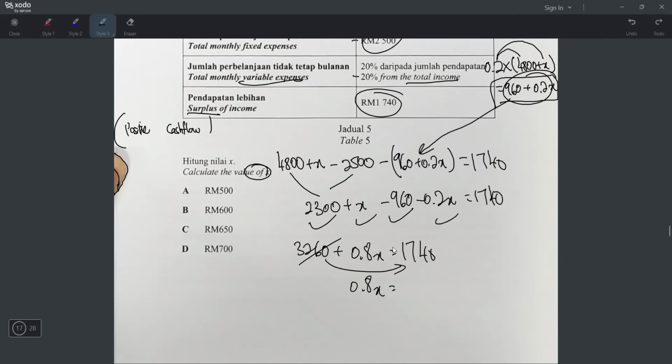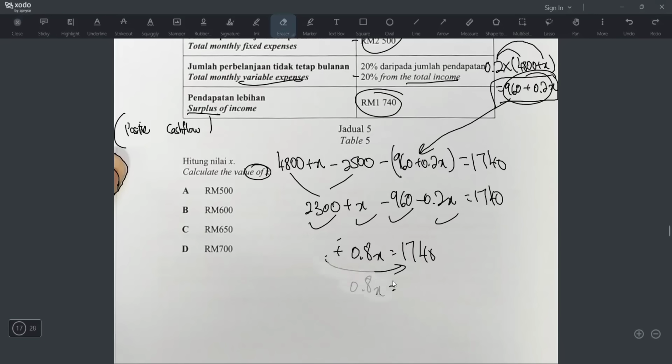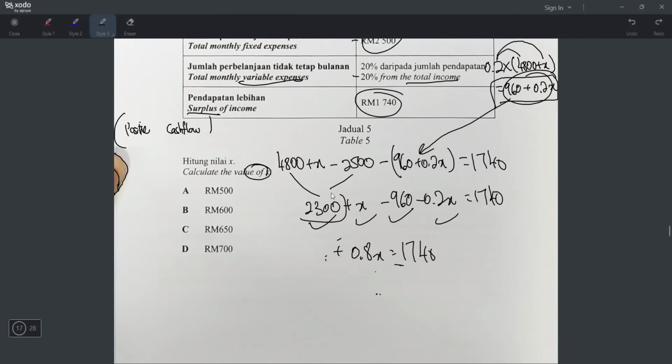Wait, I get negative. Why do I get negative? Okay, did I do something wrong here? 2300 minus 960. Guys, wait. 1 minus 0.2 is 0.8. 2300 minus 960 is what? It's 1340. Okay, I was wrong here. This one is 1340. Maybe I pressed plus earlier. Yeah, it should be minus, right? 2300 minus 960. Maybe I pressed plus, that's why I got it wrong. So this one is 1340. Yeah, this is correct. And then 0.8x, and then the 1340 go there, become minus.